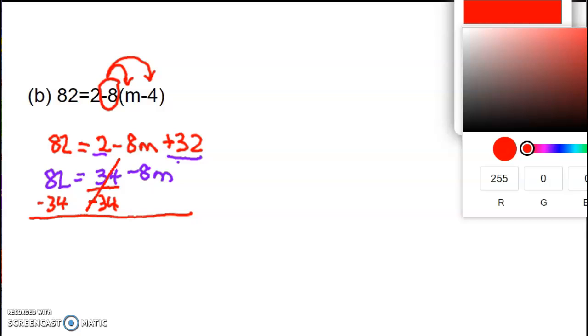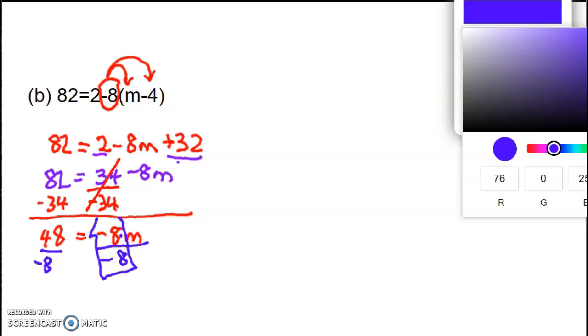And 82 minus 34 is 48, is equal to -8m on the right-hand side. And I see that -8 is being multiplied to m, so how do I undo multiply by -8? The opposite of multiplying is dividing, so it's going to be divide by -8 to both sides, and this becomes my giant 1 again, and it cancels out, and you're left with m is equal to 48 divided by 8, which is 6. Positive divided by negative is going to be negative, so m is -6, and that's my final answer.